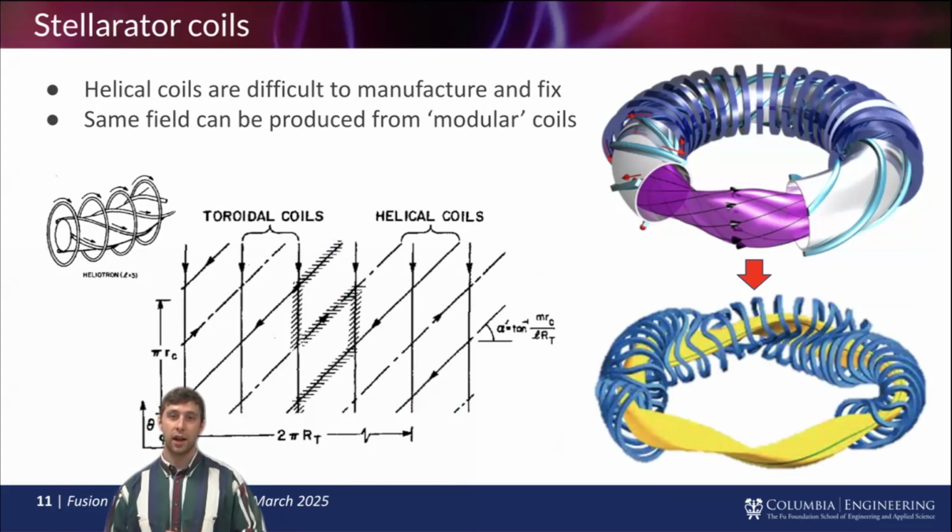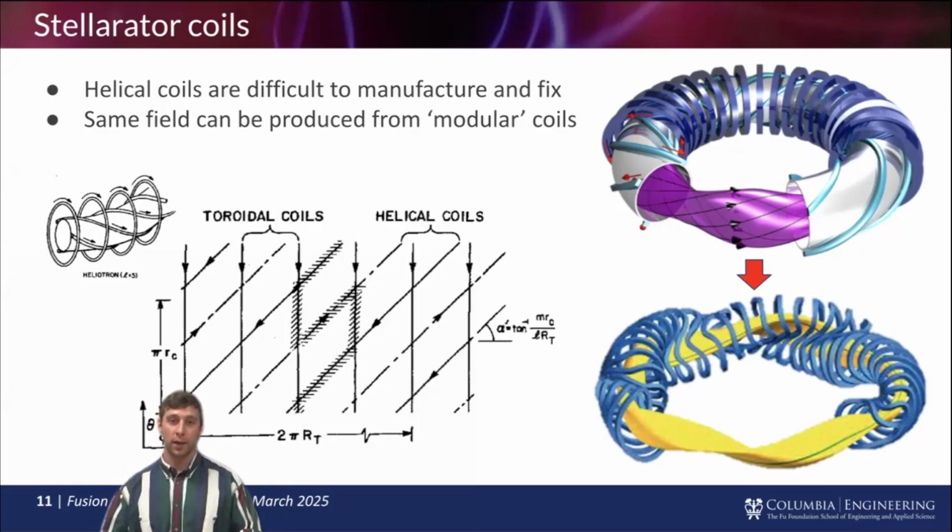So you can see a diagram here of the coil set of a stellarator kind of unwrapped. You can see the toroidal field coils going vertically up and down in this diagram, and then the helical coils, which are in light blue in the diagram on the top right of the slide, that twist kind of transverse to them or oblique to them.